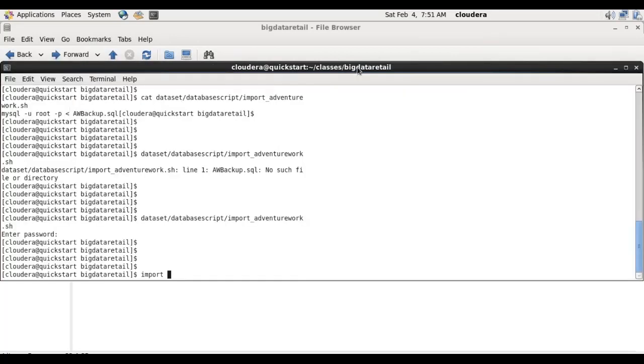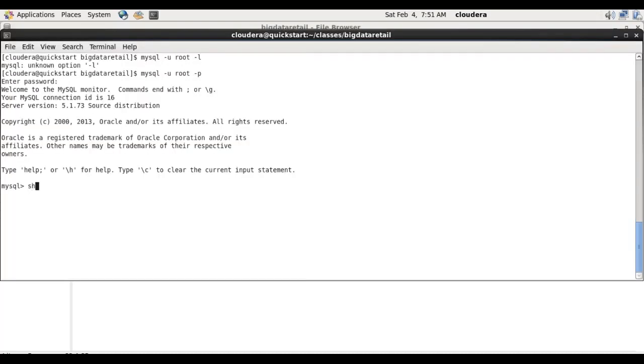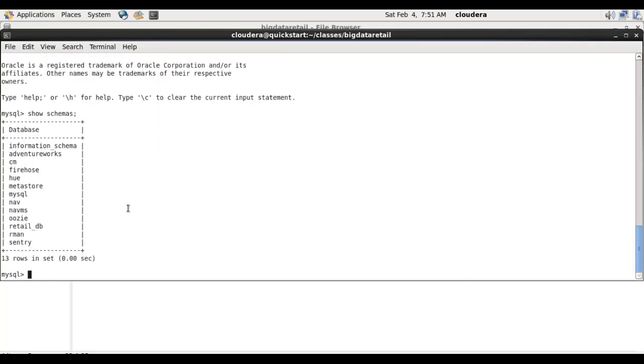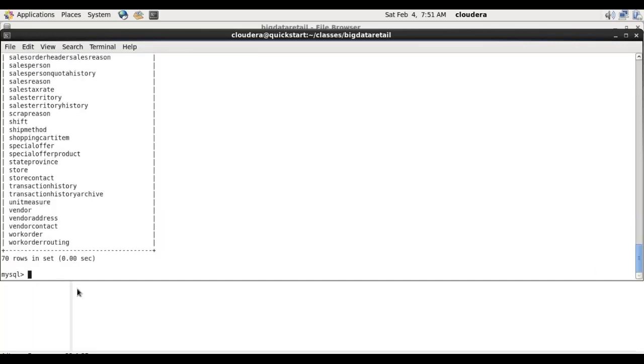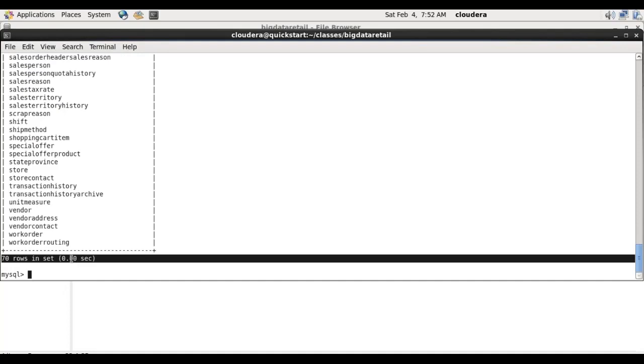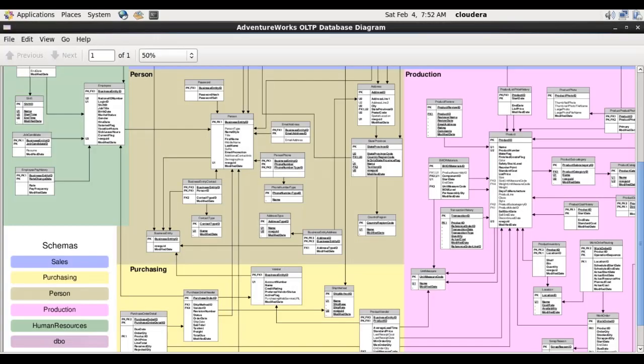So we go to MySQL, -u root -p, sorry. Once you show schemas, see, this is the new database that we have imported, right? So you use AdventureWorks, right? Then we can show tables, right? We have 70 tables. Now you didn't know that before, but now you know it. We have 70 tables, and it covers all these tables.